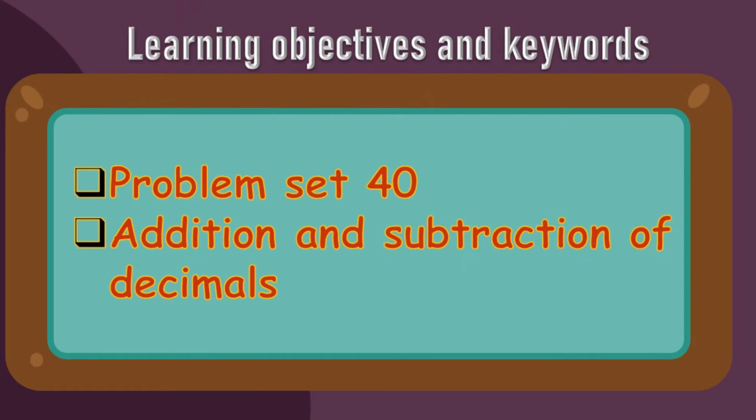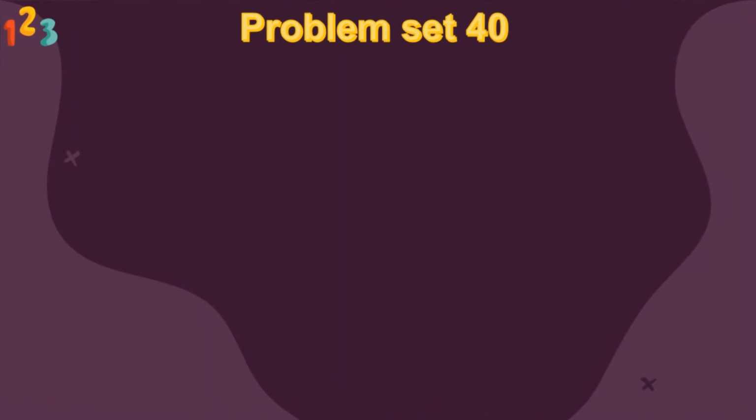In this module, we will solve problem set 40, which is based on how to express half, quarter and 3/4 in decimal form, which we have already learned in the previous module. Also, we will learn how to add and subtract given decimal fractions. Let us solve problem set 40.